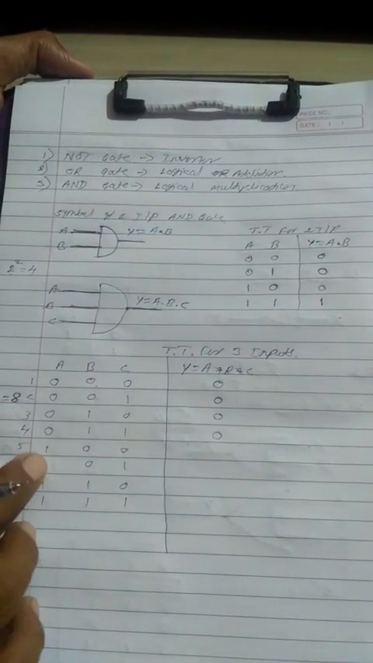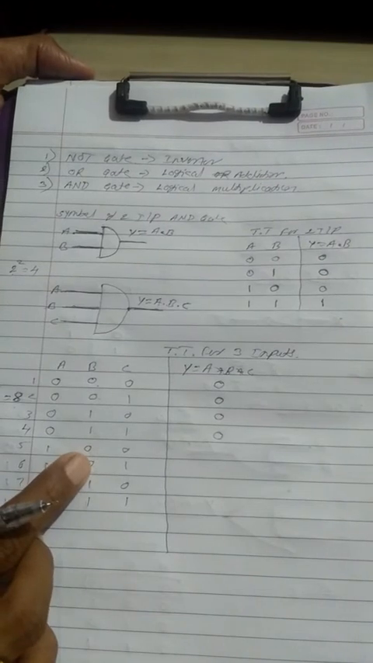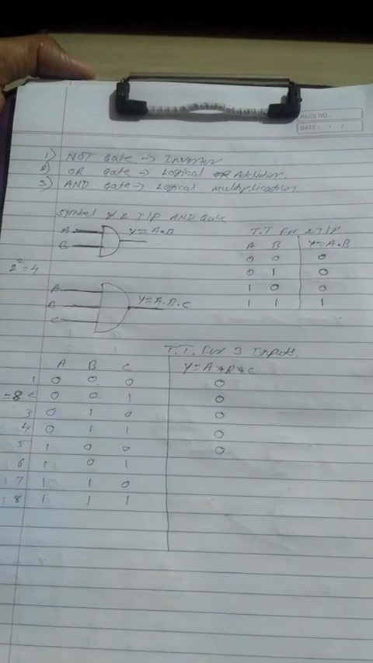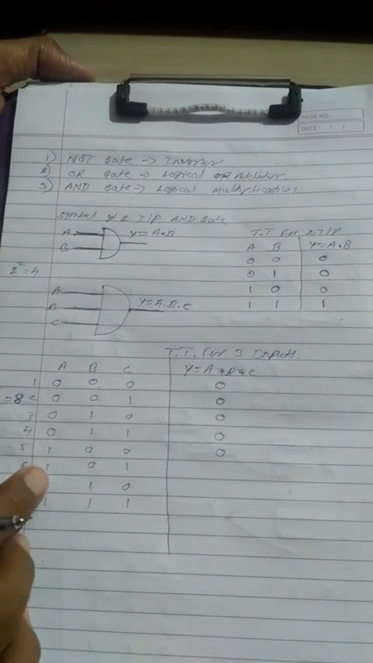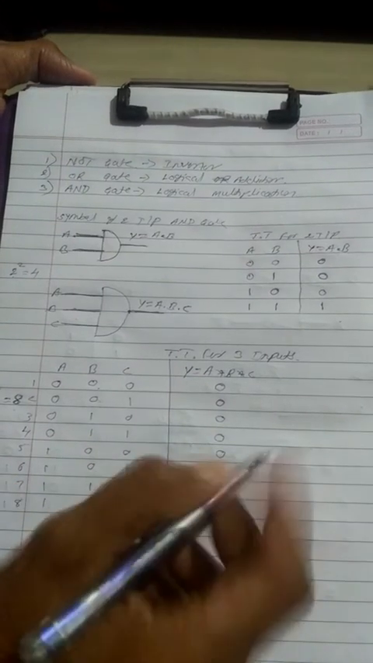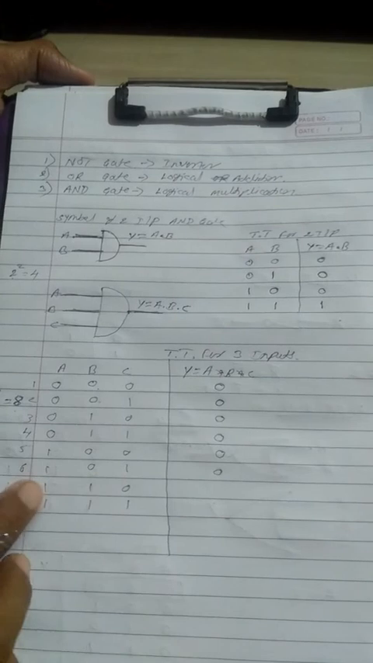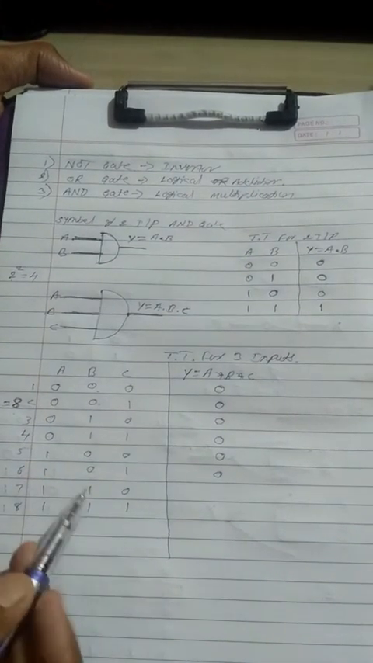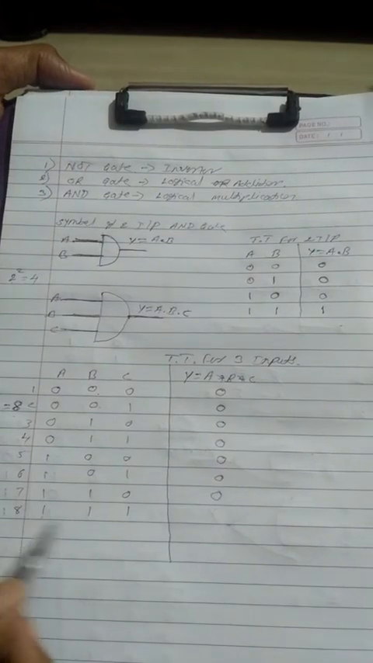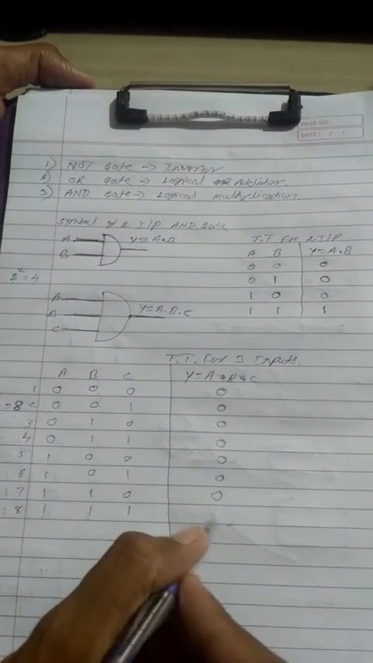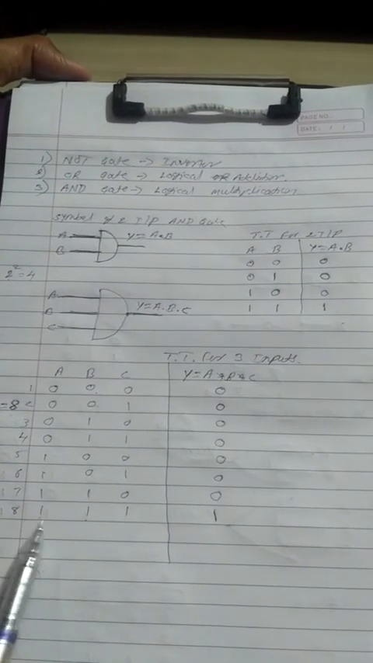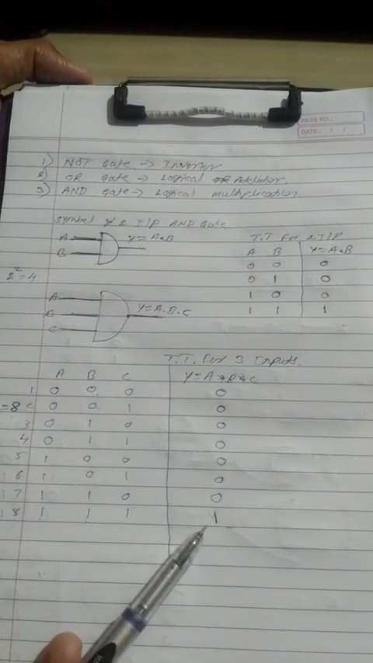Next 1 into 0 is 0, 0 into 0, 0. Next 1 into 0 is 0, 0 into 1 is 0. Next 1 into 1, 1, 1 into 1 is 1, 1 into 0 is again 0. And last 1 into 1 is 1, 1 into 1 is 1. See, when all the inputs are 1, then the output is 1.